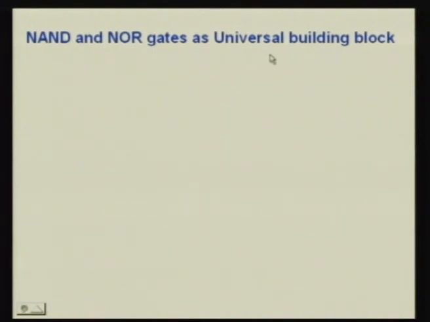Why? What is the meaning of universal building block? The meaning is we can realize any kind of circuit, not only the gates, but if you go further, flip-flops, registers, counters, any circuit, only by using either only NAND gates or only NOR gates. This is why they are known as the universal building block.